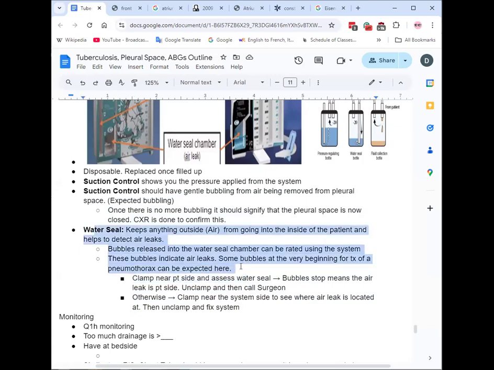When there is bubbling in the water seal chamber, the thing you need to do is clamp near the patient's side and then look back at it. The concept here is that you essentially get rid of the connection to the patient. If there's an air leak on the patient's side, the bubbling will stop because you've disconnected the patient from the system, and the system can no longer detect the leak. But if the bubbling in the water seal continues even though you've disconnected the patient, that tells you the air leak is actually coming from the system side, because you took away the variable of the patient and it's still happening. Does that make sense?